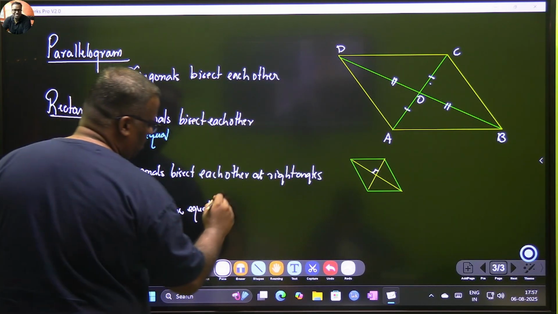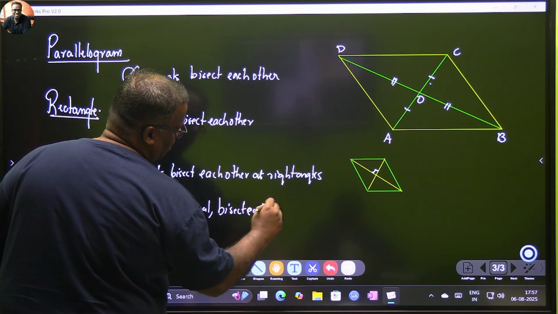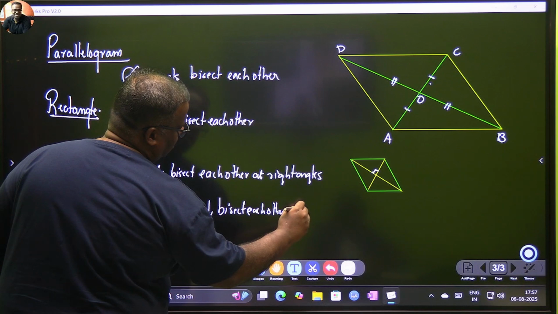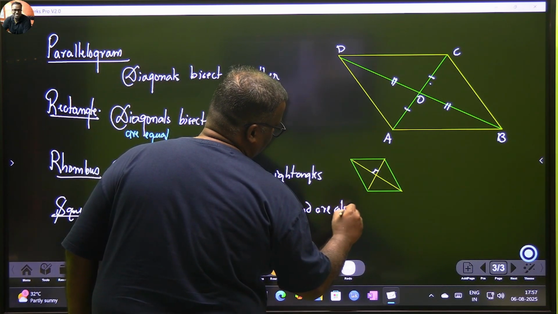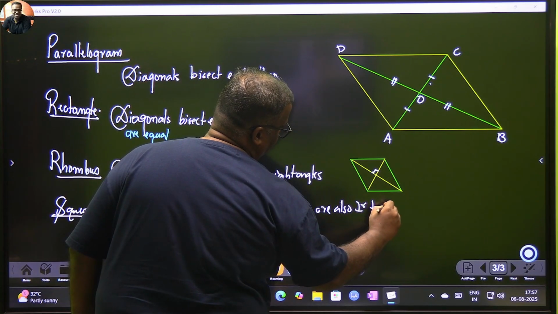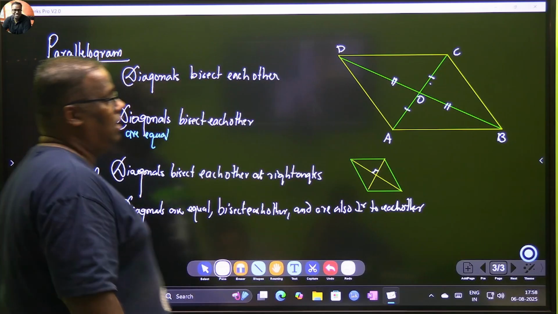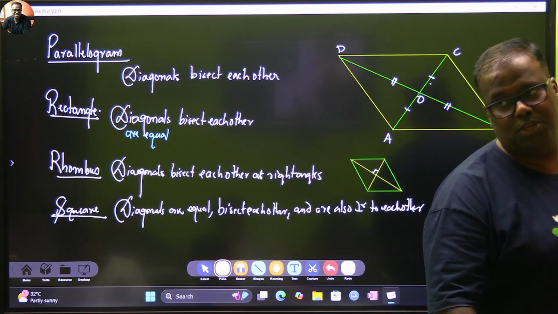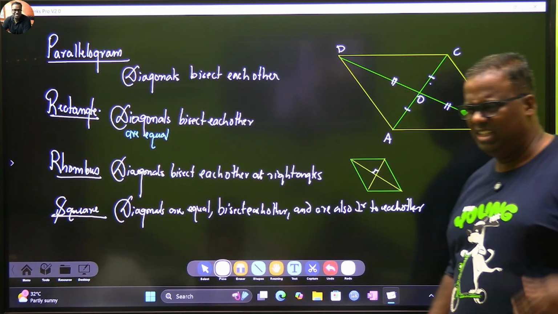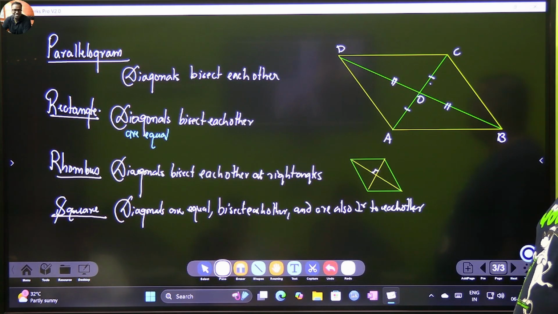Diagonals will be equal, bisect each other, and are also perpendicular to each other. So just see, a square follows everything of a rhombus, but the diagonals will also be equal. Remember this much. And this is nothing to be memorized. If you use a little bit of common sense and try to look at the shapes, you will be able to answer.